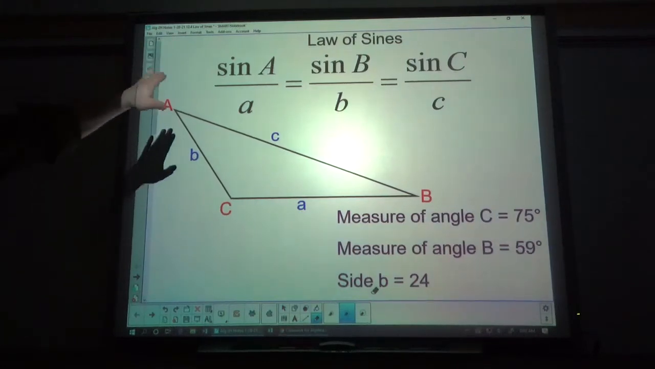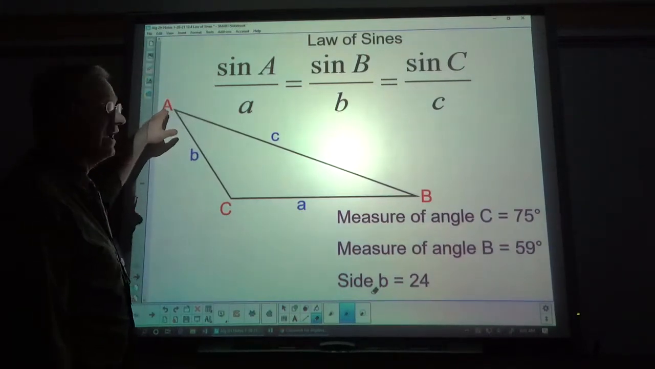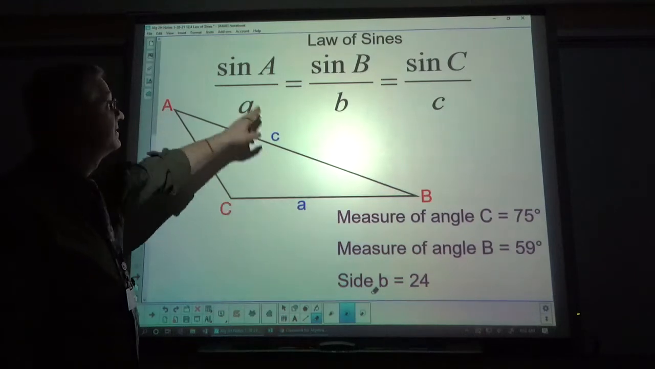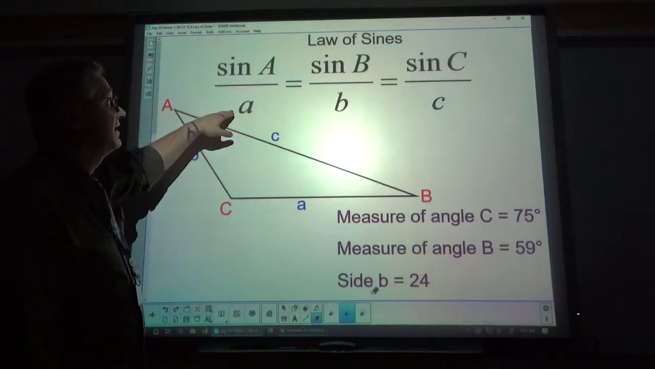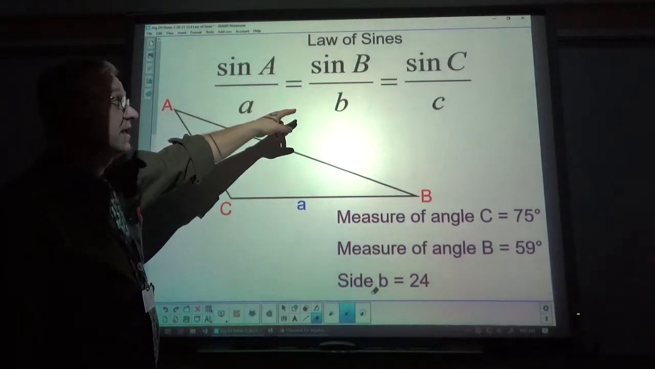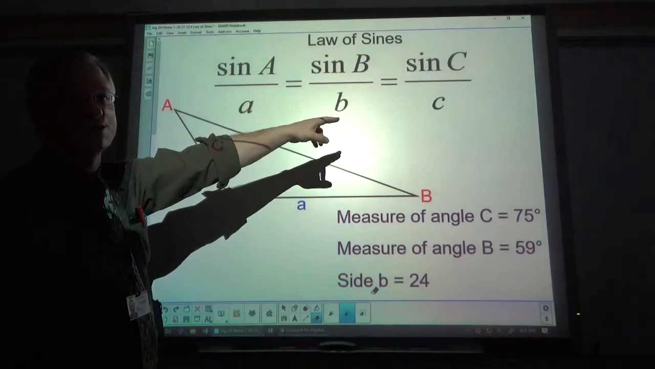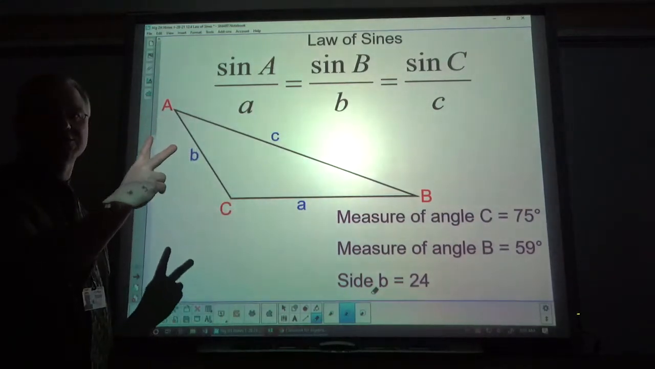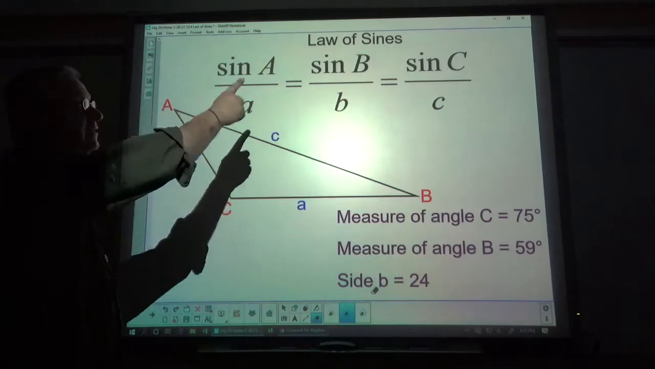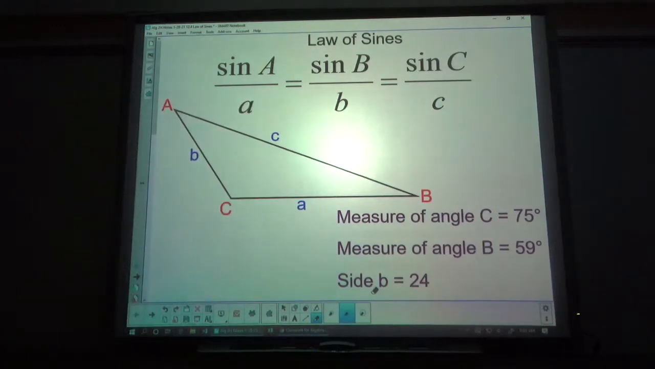Sine of A, angle A, capital letters for angles, lowercase letters for sides. Sine of A over side A equals sine of B over side B equals sine of C over side C. Two fractions equal to each other. Any two of these three are acceptable to have equal to each other.